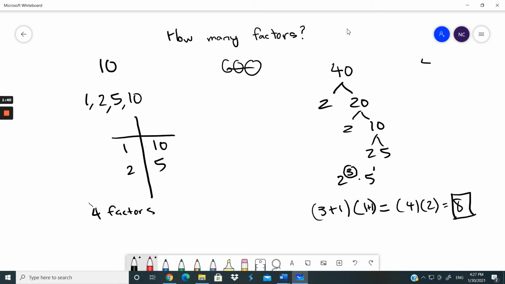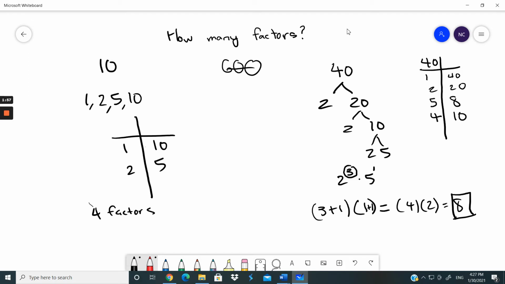We can check this by just listing them out. 1 and 40, 2 and 20, 5 and 8. Oh, I forgot 4 and 10. There you go. Those are the 8 factors of 40.